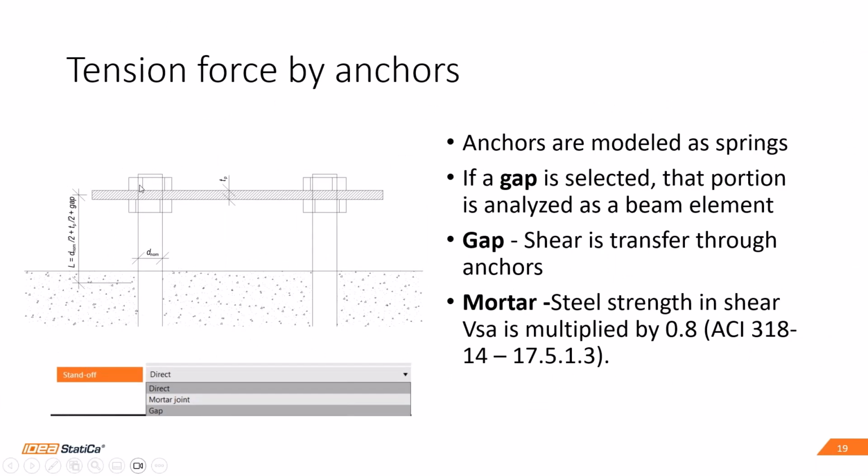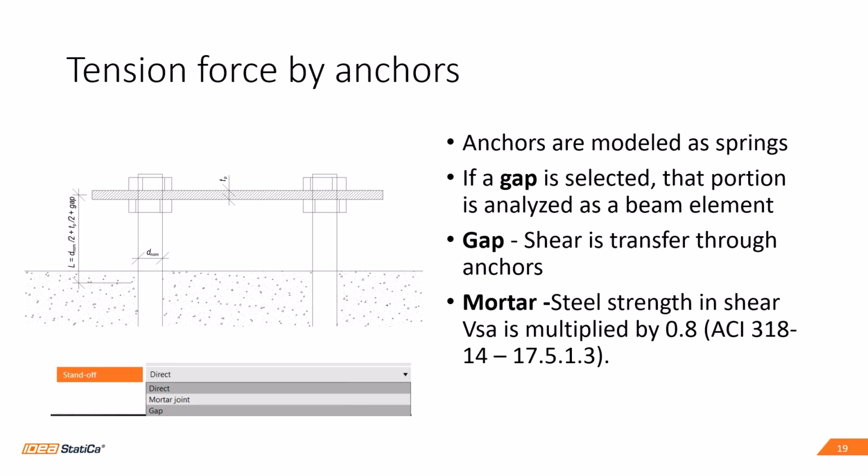This portion of the anchor is analyzed as a beam element, and then it is code-checked as also a beam element by AISC. I can show you in the results how that is analyzed, okay? When selecting gap, the shear is transferred through anchors. There are no options like transferring through shear lug, or friction, of course. When you select gap, shear is transferred by anchors, okay?